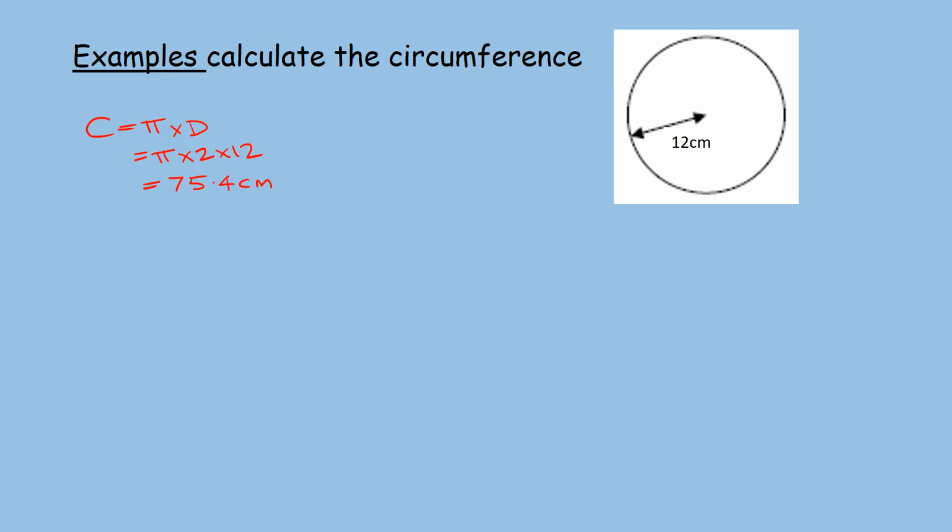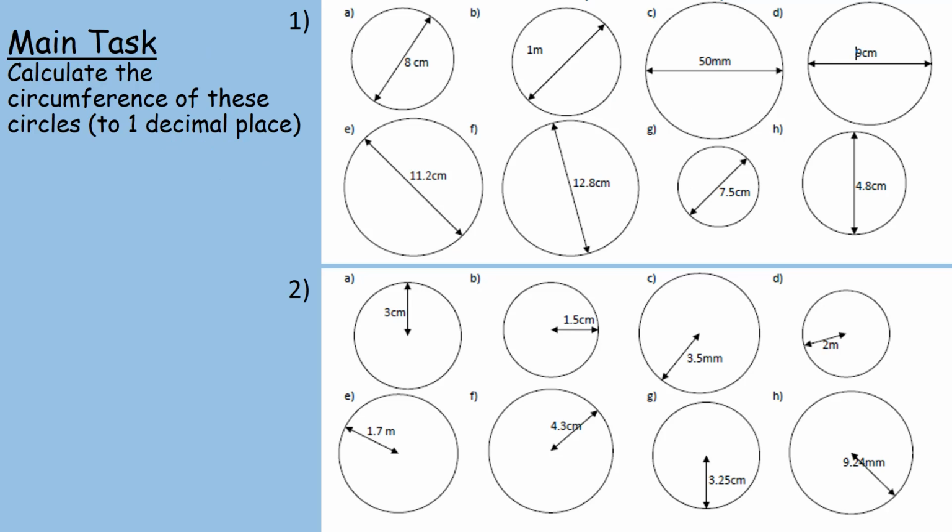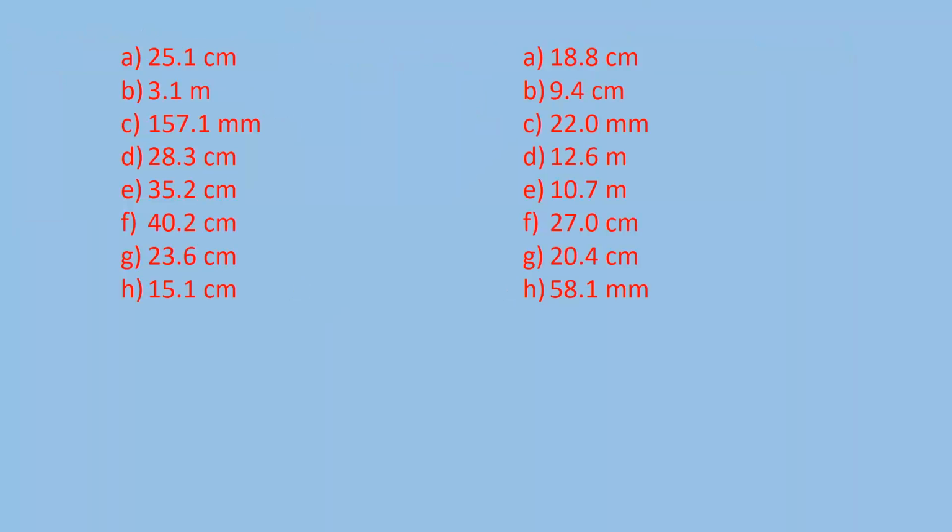Okay, now, so side heading, main task. I'd like you to find the circumference of all of these circles and give that to 1 decimal place. So while you're working on those, you can pause and we'll come back and mark our own. Welcome back. So let's have a look at the answers for these. So just again, marking your own.